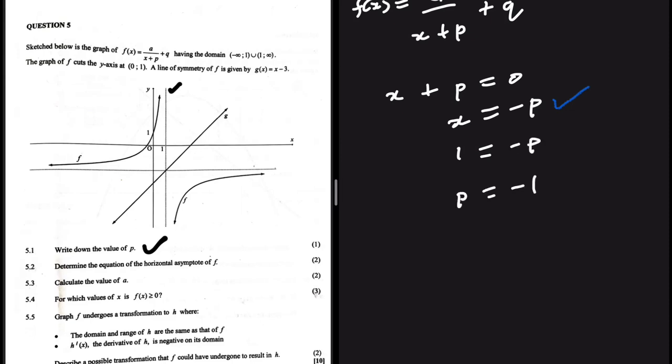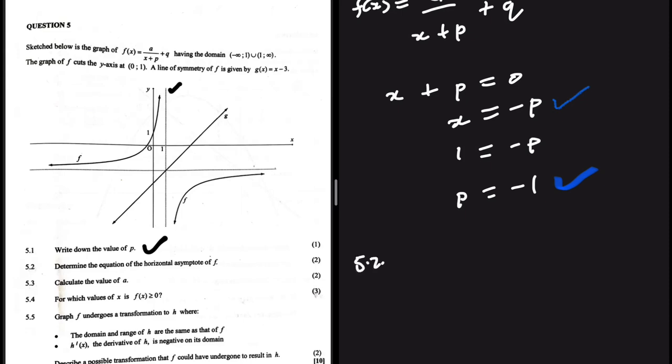But let's see if this brings us back to the vertical asymptote being equal to 1. So we would have x minus 1 equals 0, x is equal to 1. So it's easy to see that indeed the vertical asymptote is x equals 1, and indeed p is equal to minus 1.